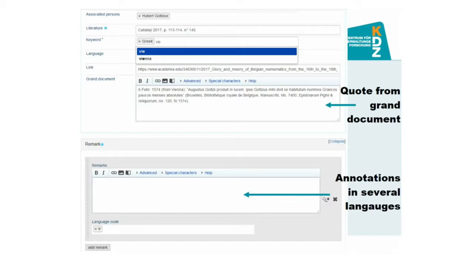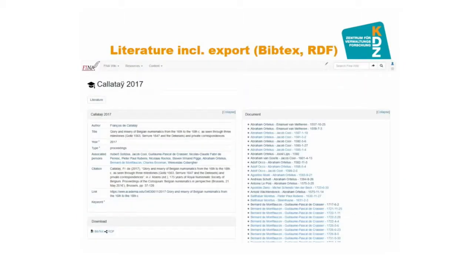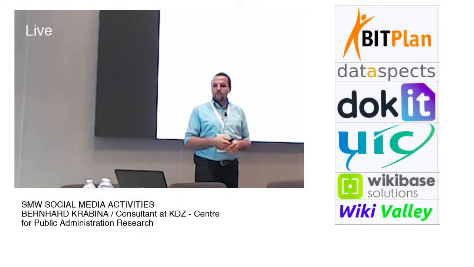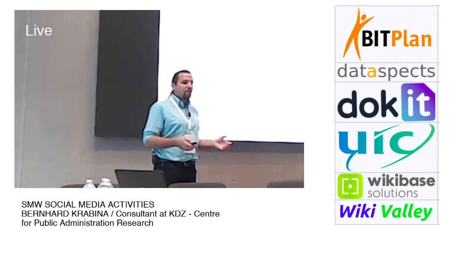For example, in this grand document, as it's called, there are some annotations from a researcher done in English, some are in French, and they are just copied in here so that they are online. Yeah, we also use the semantic site extensions for that, you probably know, where the citation is stored semantically. And the literature, there is a separate form also for the literature. It has a BibTeX export and RDF export, which comes out of the box with Semantic Media Wiki.